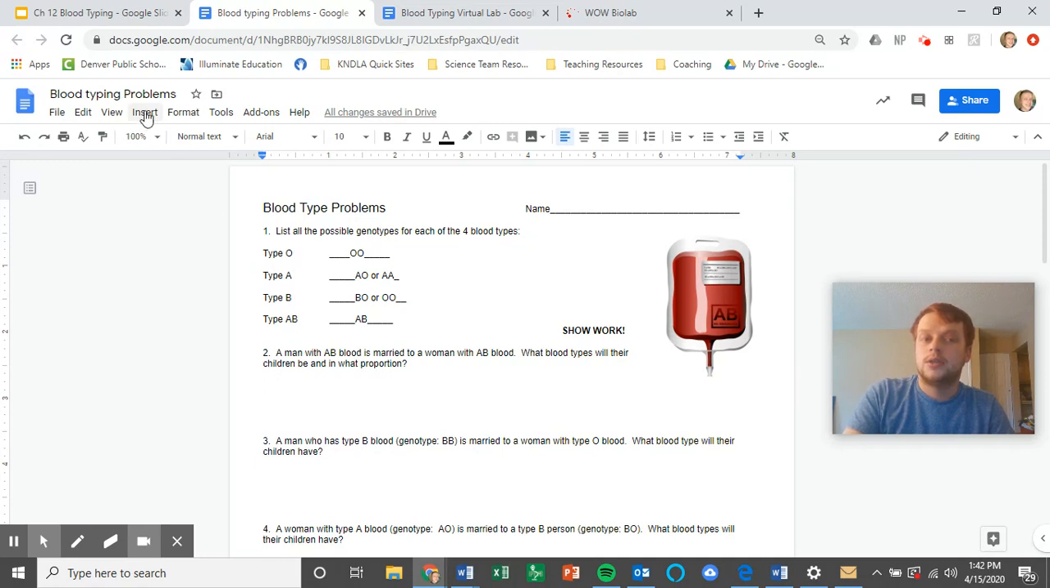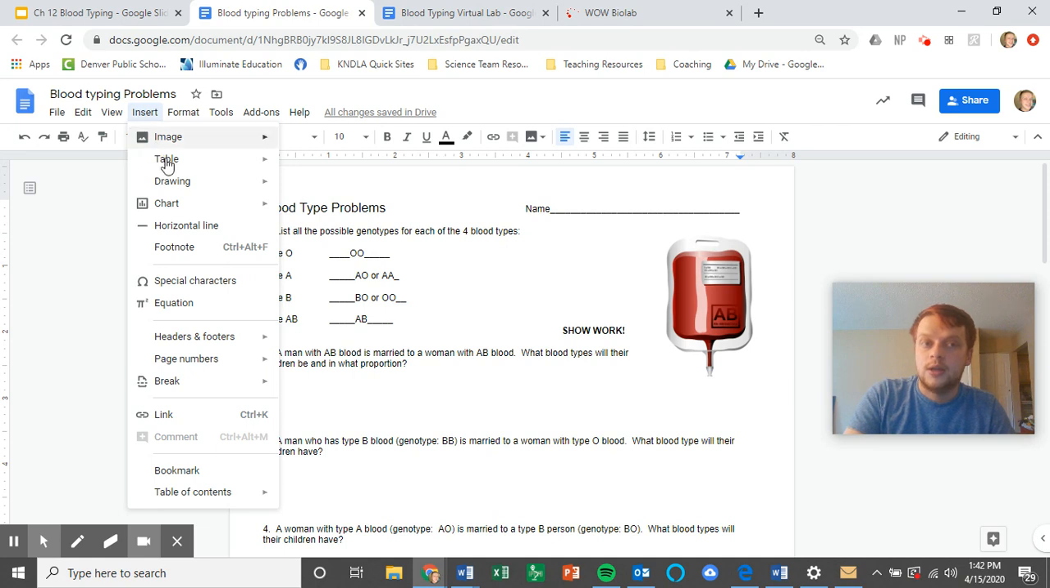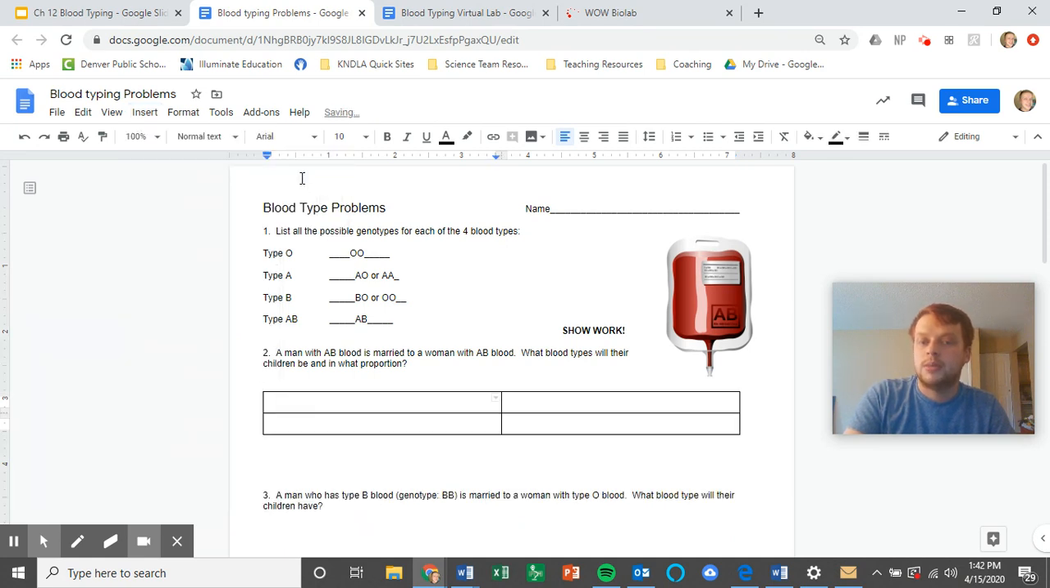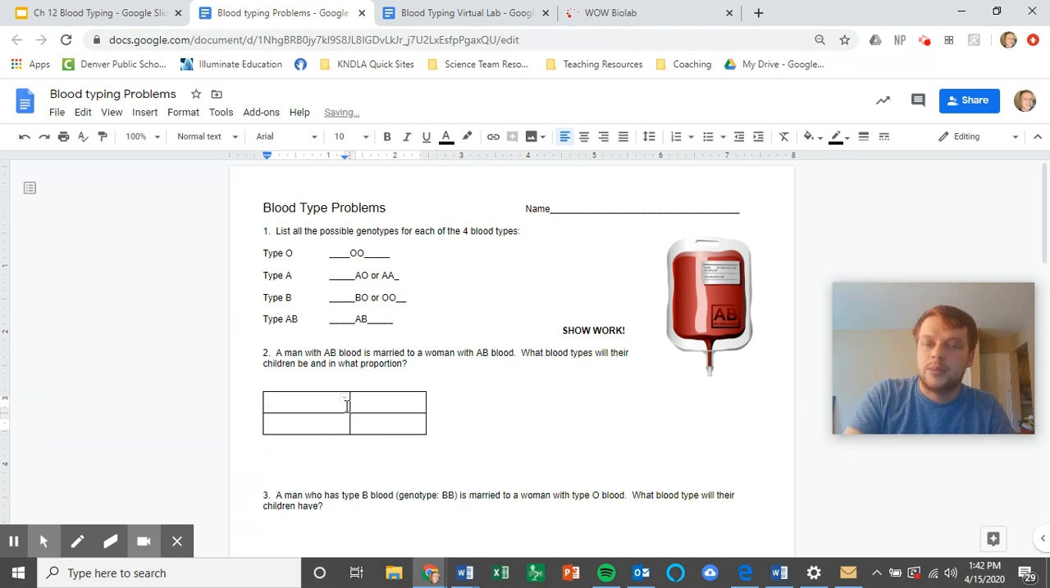There are 2 ways you can do this. Well, there's only one way you can do it, so I'm going to do it the way that you can. You can insert a table. You always want a 2 by 2 for a basic Punnett square. And then you can reformat the size. Once you've done this once, you can just copy your table over and over again for each practice problem. It'll probably save you some time.